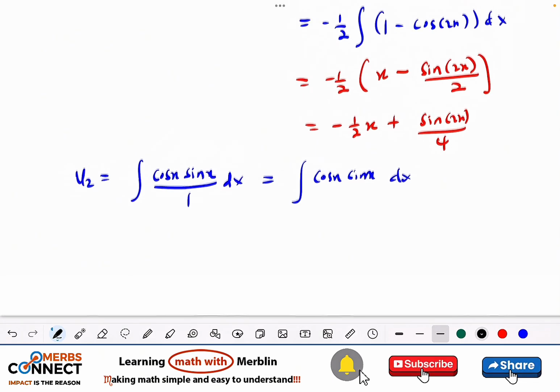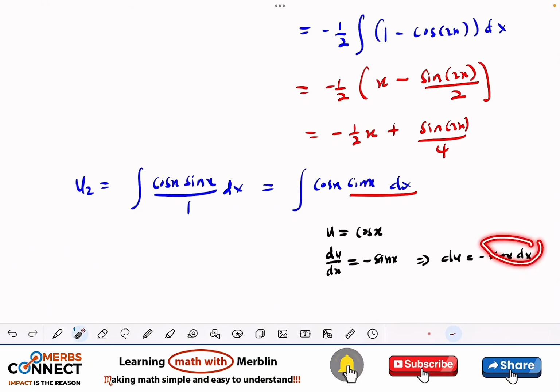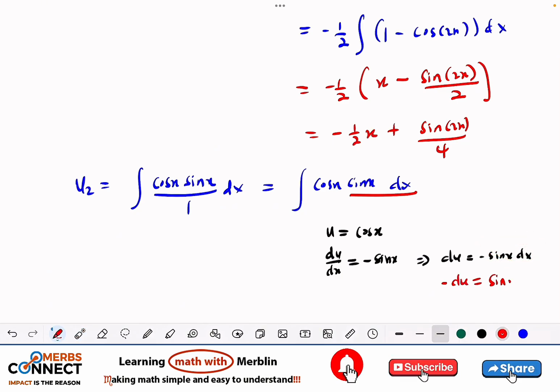So always you need to remember your integration techniques. So if I let u be equal to this, then du over dx is going to be minus sine x, right? And this implies that du is equal to minus sine x dx, right? Now we can see that we have sine and dx here, so I can make sine x dx the subject here. So I will divide through by minus, and I have minus du is equal to sine x dx.